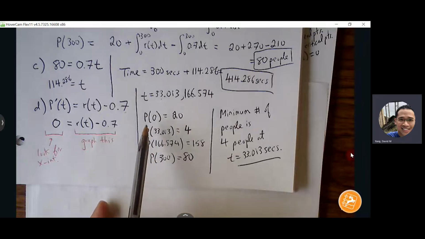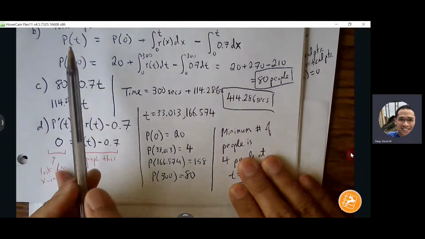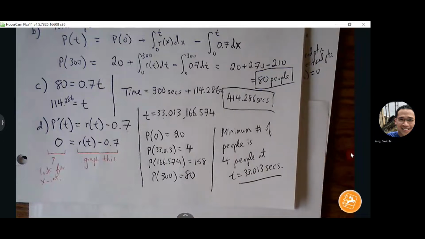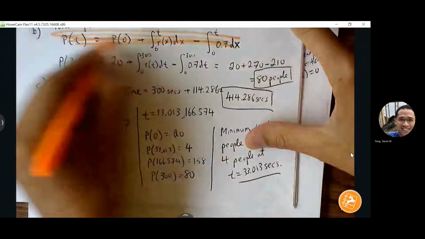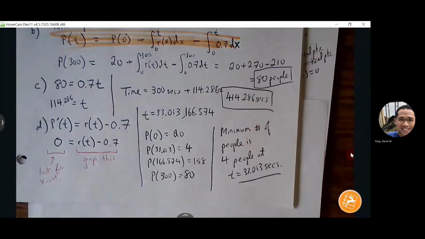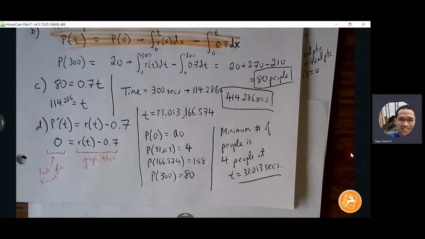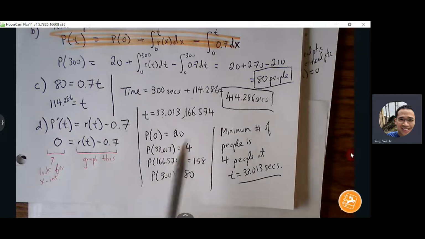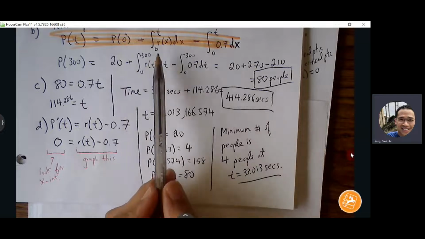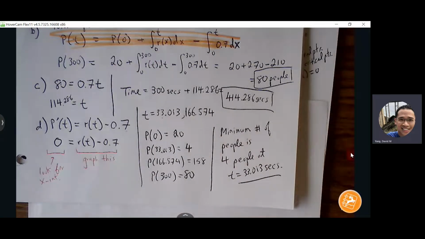as well as our critical points. So they all go into my P of T equation to find the number of people at these moments in time. Well, we kind of already have P of 0 and P of 300, right? P of 0 is the number of people initially, which is 20 people. 300 seconds in, we found that to be 80 people. So we got to just do the test for 33 and for 166.